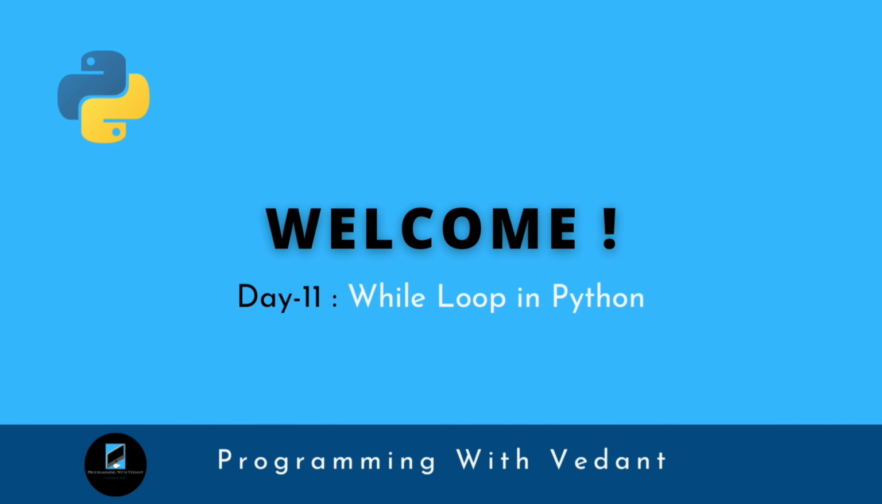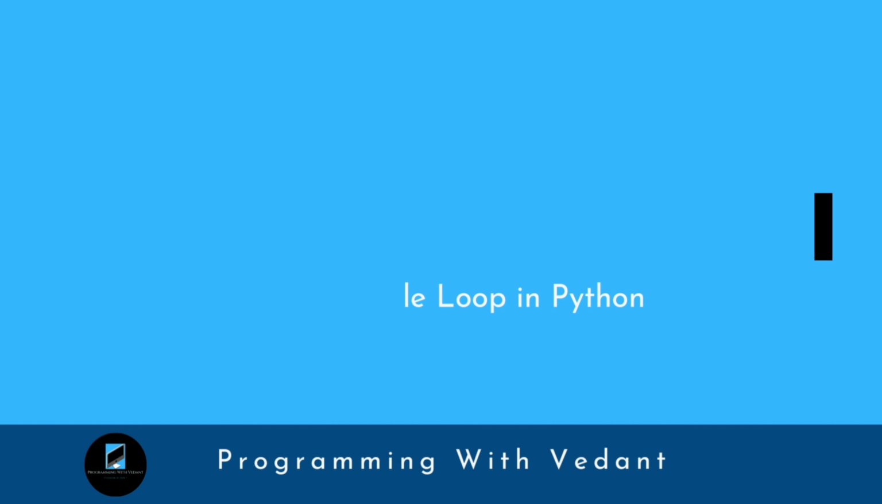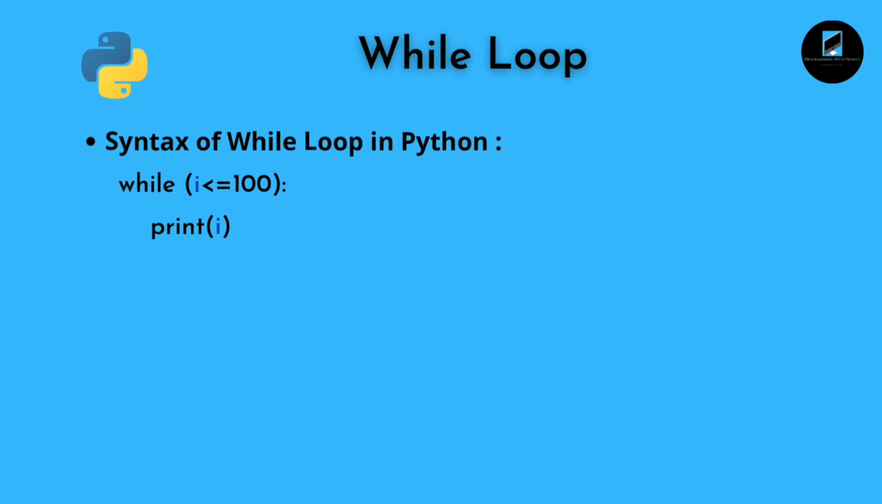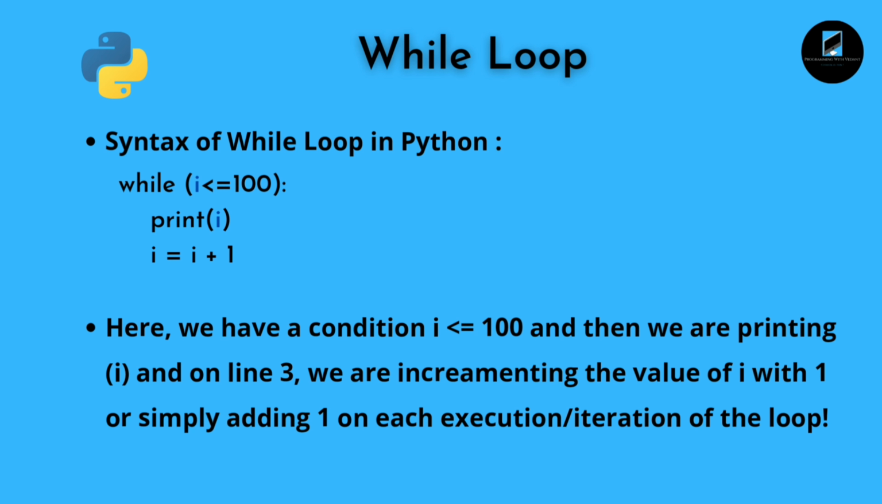Today is day 11 of our Python programming playlist, and today we are going to learn about the while loop in Python. Here I have mentioned the syntax of the while loop in Python. We initialize the loop with while, then we provide a condition, here I should be less than or equal to 100, then we print I, and we increment the value of I by 1. That means we increase the value of I by 1 per iteration.